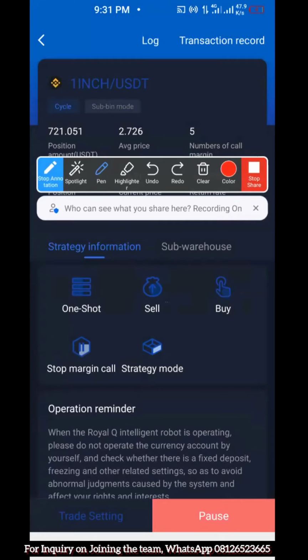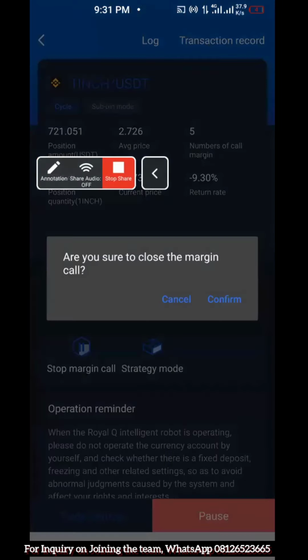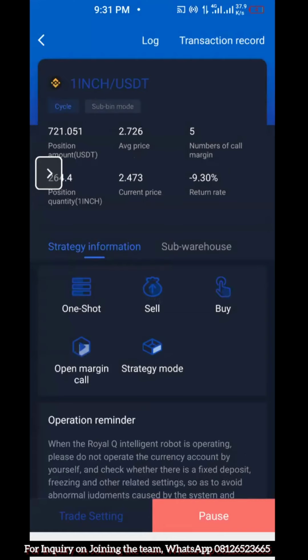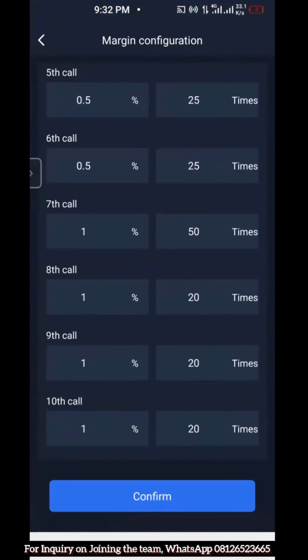So what I'm going to do is I'm going to stop this right. Hope it hasn't bought for me. Let me close the margin very fast. So it is closed. Now that's what that does. If you don't want the robot to keep on buying the margins that you have set up in your trade settings, like these are my own margins, I've set it.